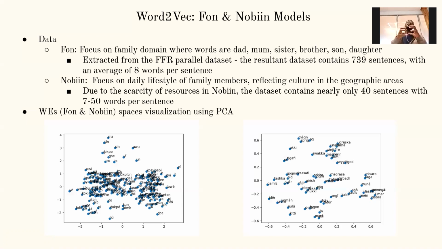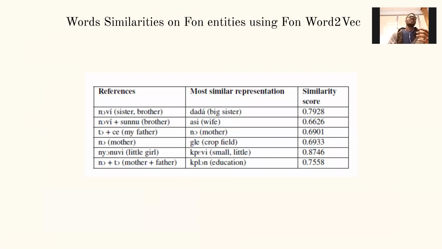So just using those few sentences, we show that using these architectures we are already able to build models that extract and represent meaningful similarities. Here we have the table that shows similarity on Fon using Fon Word2Vec. We can see that non-V, which means sister or brother, has as its most similar word dada, which means big sister.